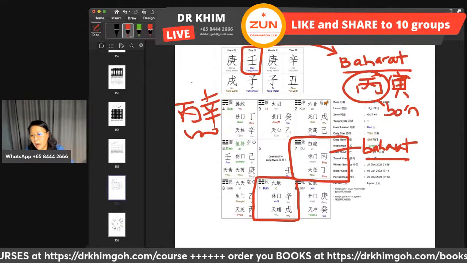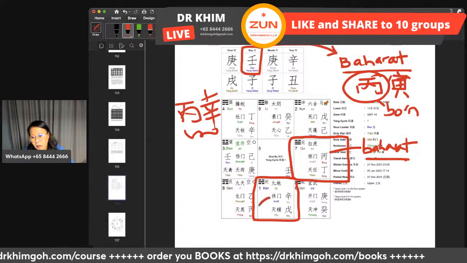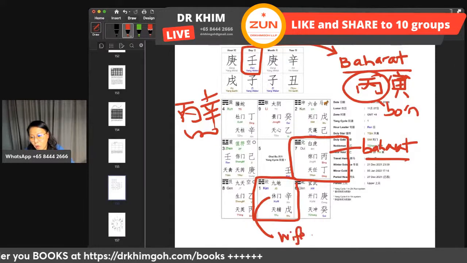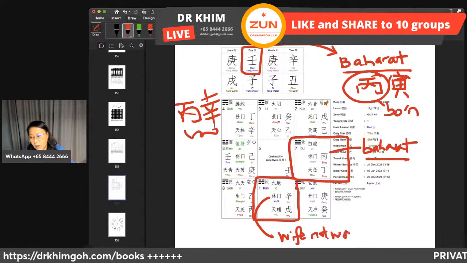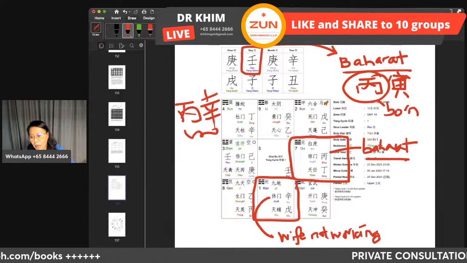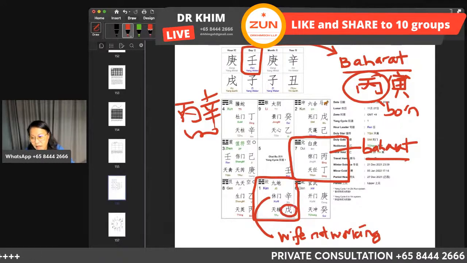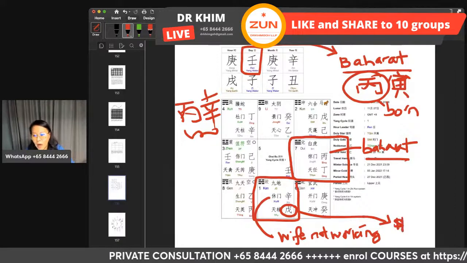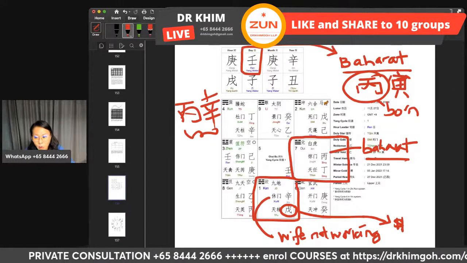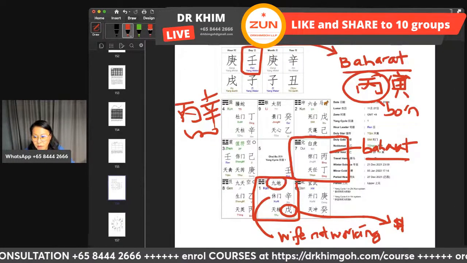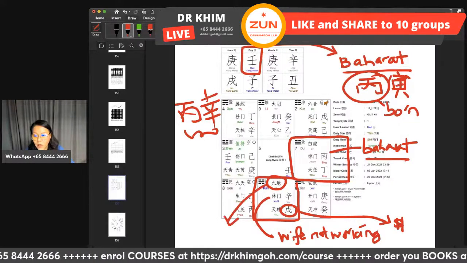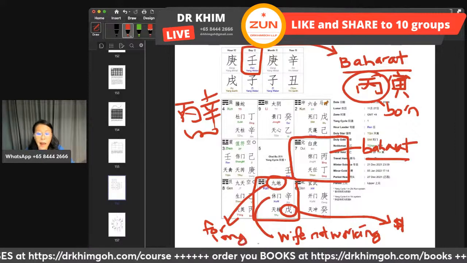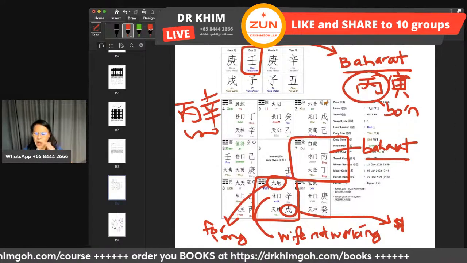So number one, Bharat's wife is not working. Why? Because the wife is not working. Then does the wife have money or not? The money star sits with the wife. But has money or not? And the wife has not been working for a very long time. So for a long time, the wife has been a housewife. So these are the information about the wife.